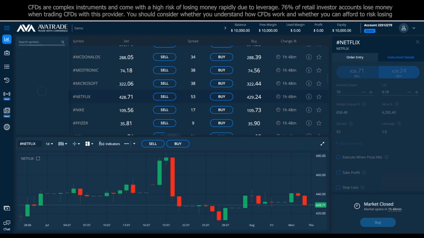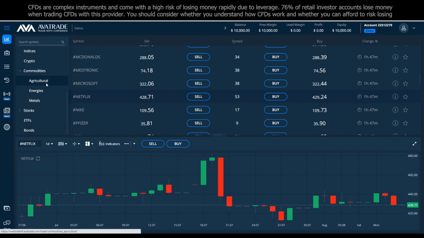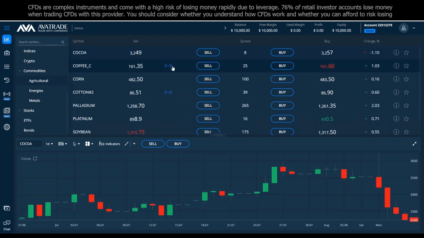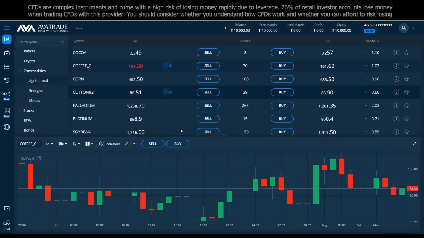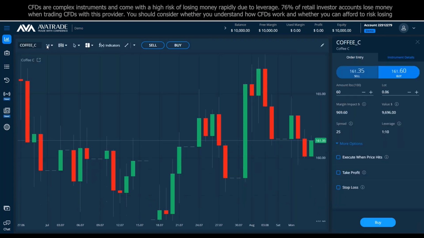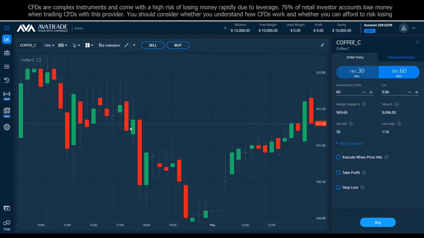Where is silver? Oh, we've been looking at silver. Maybe I can give you something else, just so we can expand. Sometimes the search is giving me a hustle, so I have to go through the commodities, agriculture, and pick it manually. Okay. Let me switch back to that. Maybe even this. There we go.